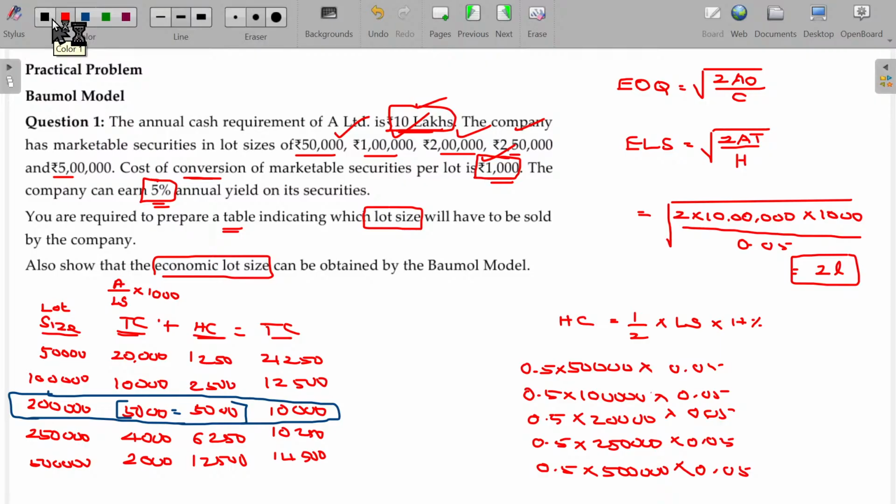See what happens, the company can issue 2 lakhs rupees worth marketable securities. Company can issue bonds, like they can issue 2 lakhs worth of securities, and in 360 days, divided by how many lots are there? 5 lots, right? 2 lakhs is per lot. Yearly requirement being 10 lakhs. Every time 2 lakhs means 5 lots. In 360 days you convert 5 times. Then the frequency between one lot to another being 72 days. Once in every 72 days.